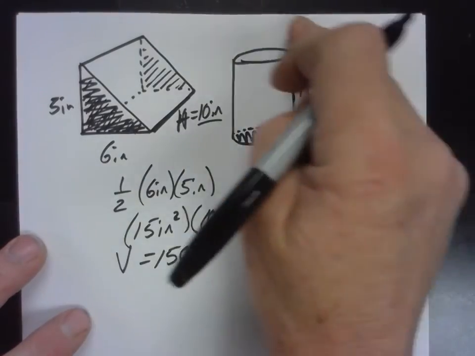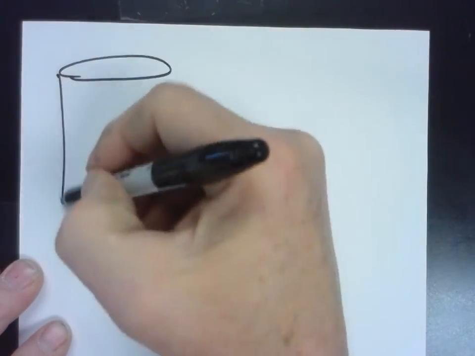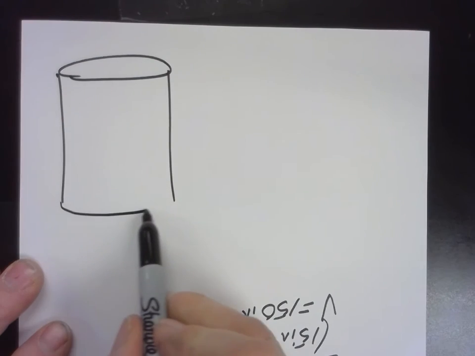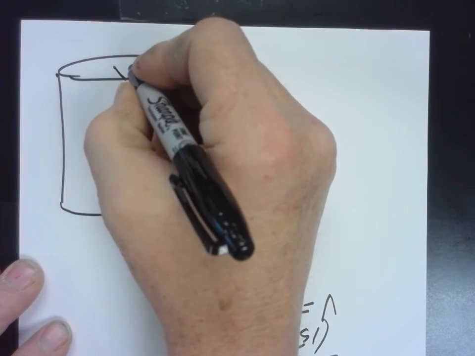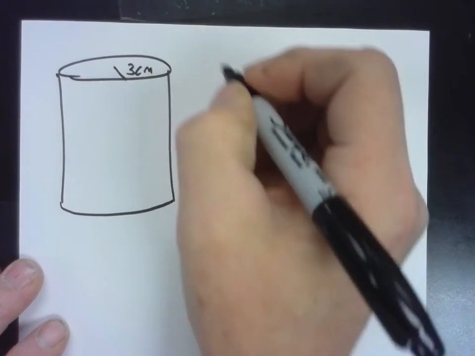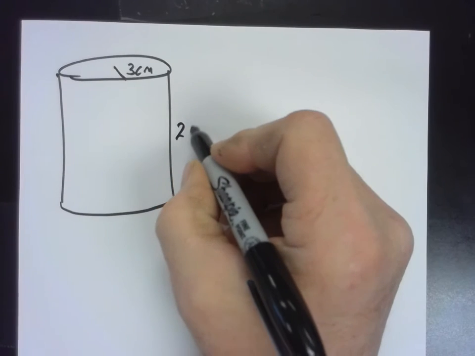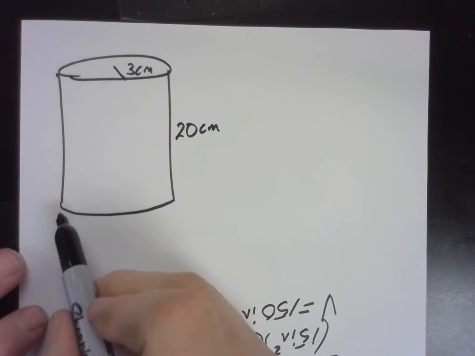Now, our circular cylinder here. Let me draw it again. Our can of pop. It's got a radius up here of, what do you guys think, 3 centimeters maybe? And maybe it's 20 centimeters tall. Is that enough information to find the volume? Yeah. Okay. So we can find the volume.